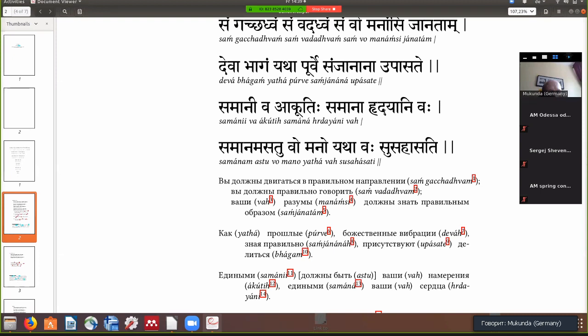So here we would have to supply then a santu, not an astu, but it is kind of the same construction.